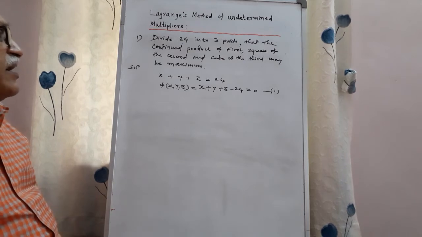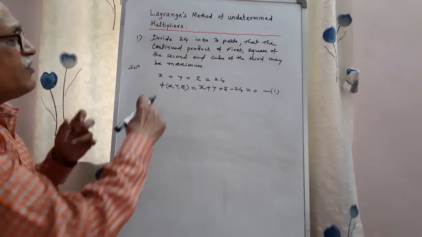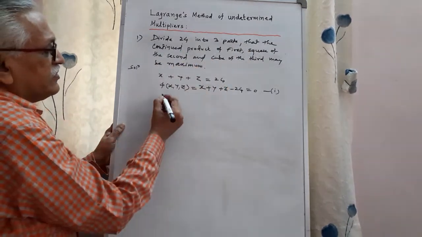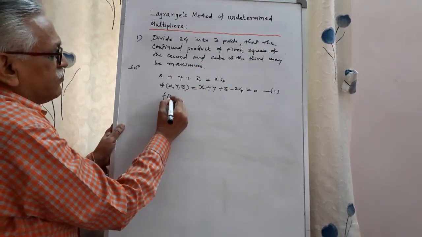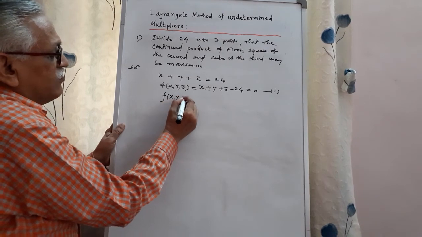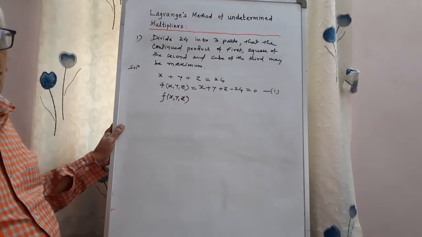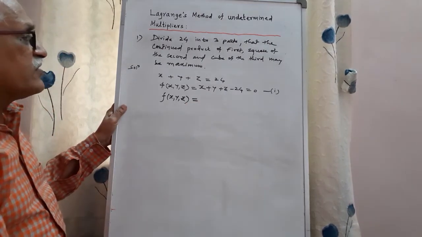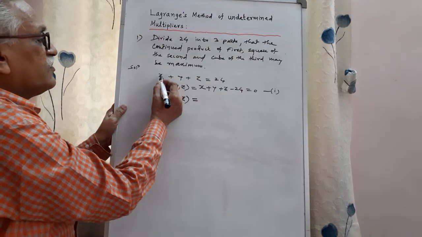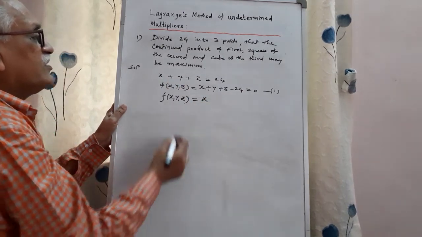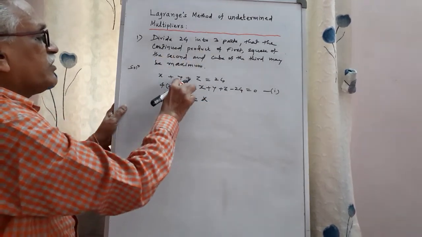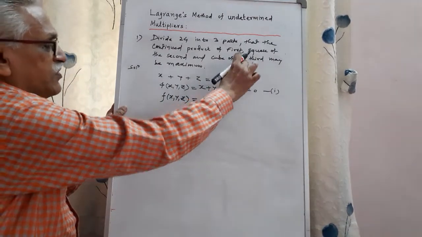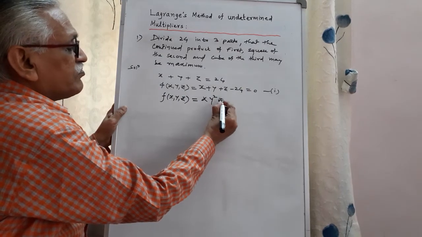And another piece of information is that the continued product, which we call a function of x, y, z, is the one for which we need to obtain the maximum value. What is the given information? It is the continued product of the first part x, square of the second, meaning y square, and cube of the third, z cube.